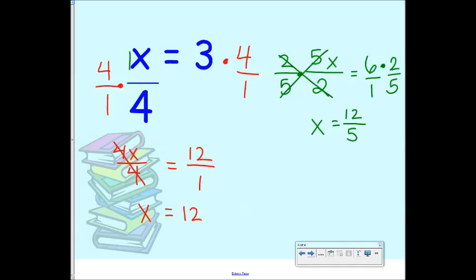12 over 5. Okay? So how do you get rid of a fraction? Multiply by its reciprocal. All right? And the reciprocal is just a fancy word for saying do what? Flip it. Exactly, flip it. Which is what you do when you're dividing with fractions too. You flip it. Okay? Flip the second fraction.